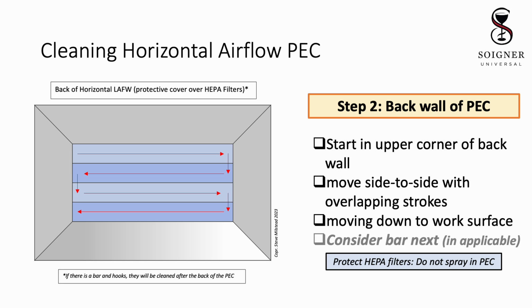Starting at the interior upper corner of the back of the PEC, move side to side using overlapping strokes and moving down into the work surface. To avoid damaging the HEPA filter, do not apply too much pressure to the HEPA filter cover. If a bar and hooks are present in the PEC, they can be done next.